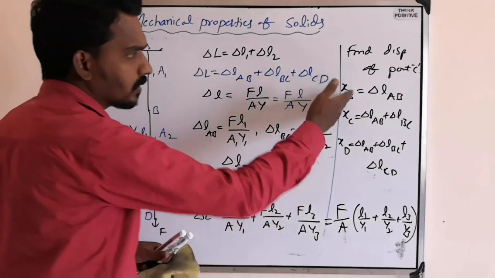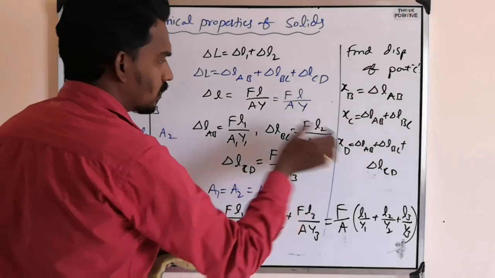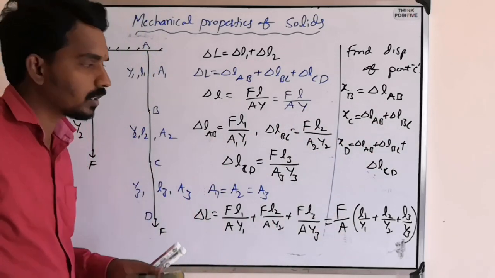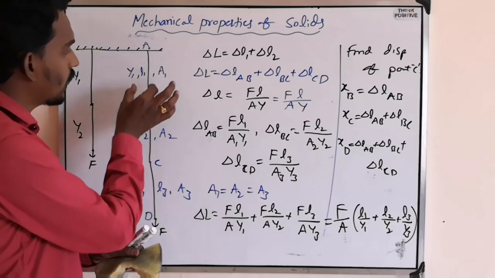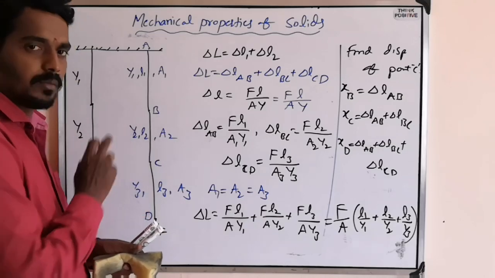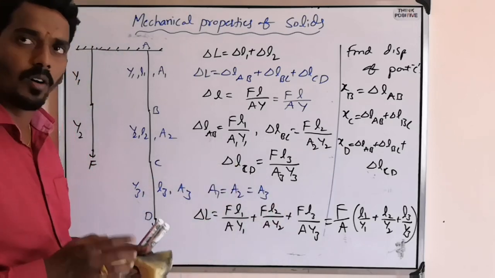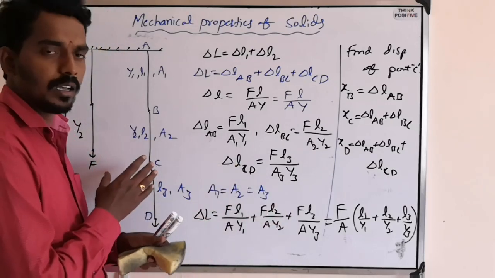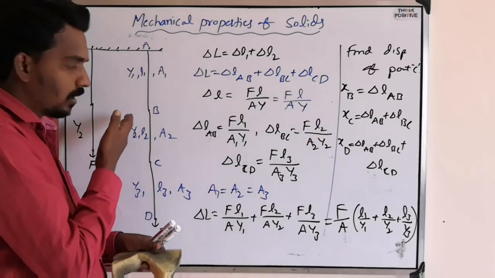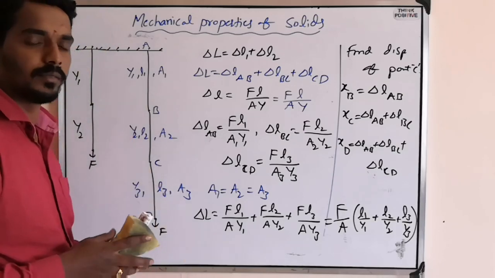Again, how to find XB, XC, XD is the same thing. The formulas are the same, the method is the same, but their way of asking the question is different. They can ask what is the extension in AB, or what is the extension in BC, or what is the extension in the total system, or they can ask the displacement of any joint B or C. Anything they can ask.